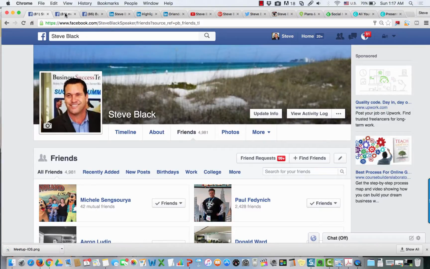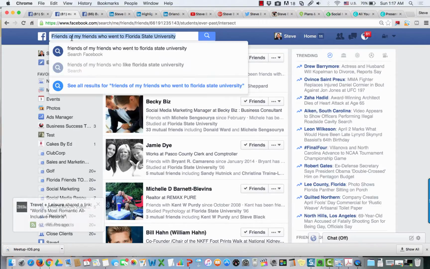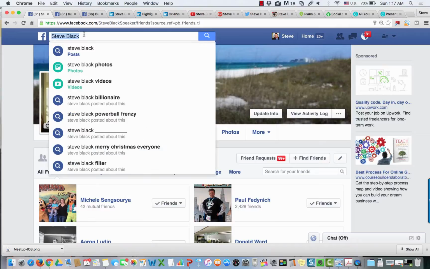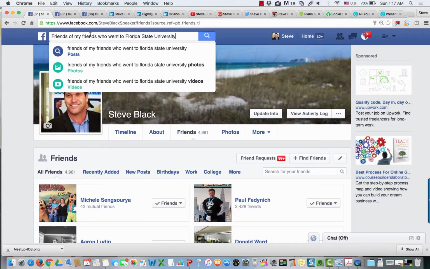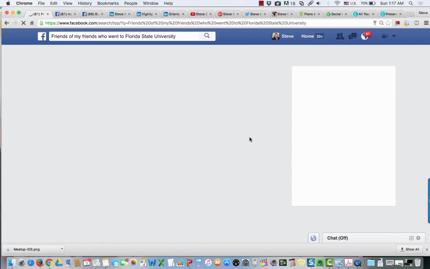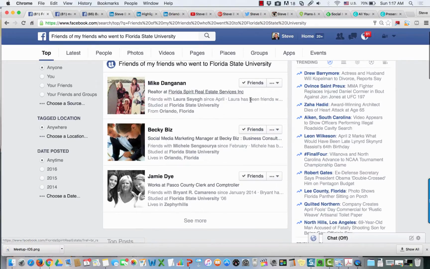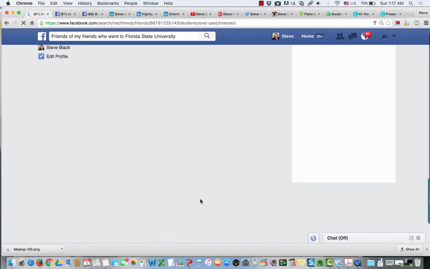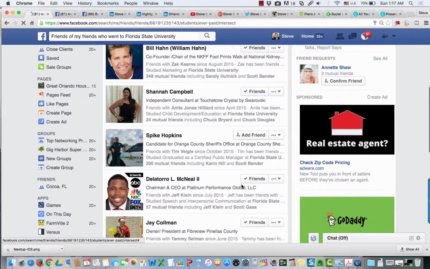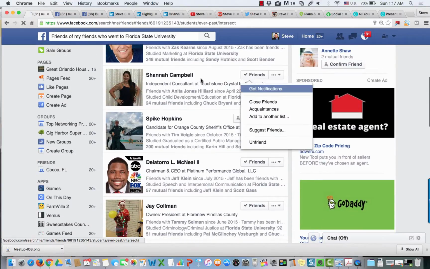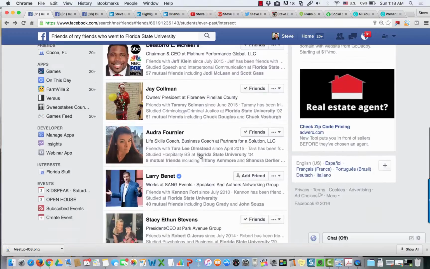How do you find great friends? Let's say I wanted to find friends that went to Florida State University. So I type in friends of my friends who went to Florida State University. So this is going to be my friends and their friends that are FSU. Let's assume that I went to Florida State in this example, and there was a reason I was tagging them. I can find people here that are friends of mine that went to Florida State.